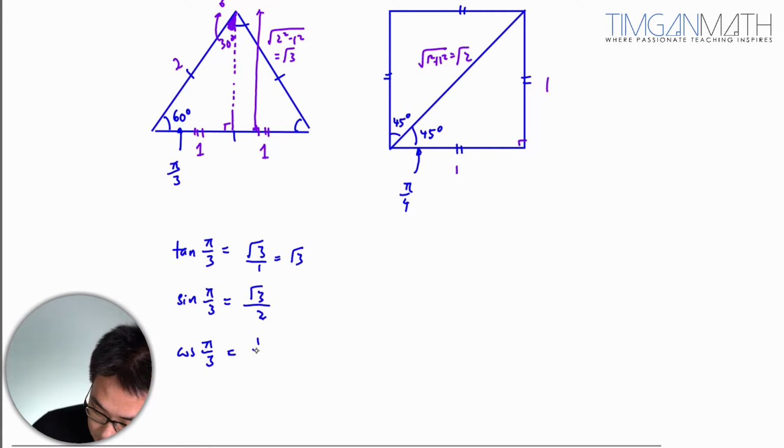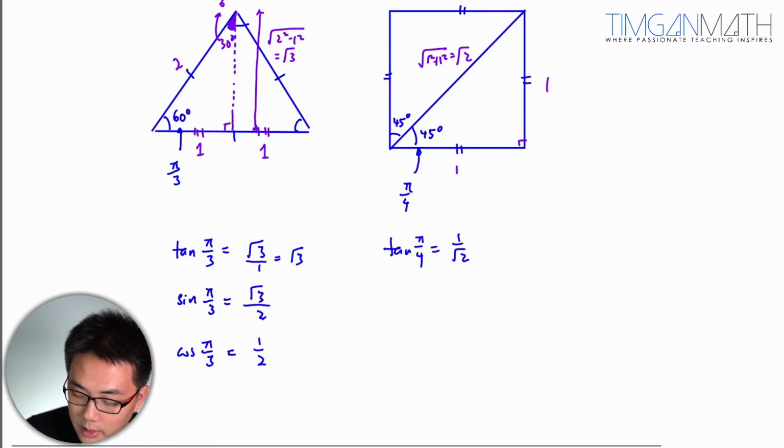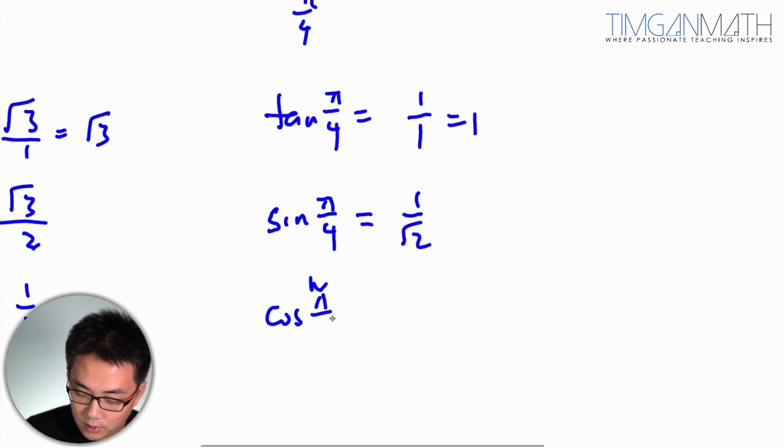Then after which you have tangent pi over 4, and sine pi over 4. Oh, sorry, tangent will be 1 over 1, so 1. Sorry, I wasn't thinking straight. So this is 1, and sine pi over 4 will be 1 over root 2. Cosine pi over 4 will also be 1 over root 2.